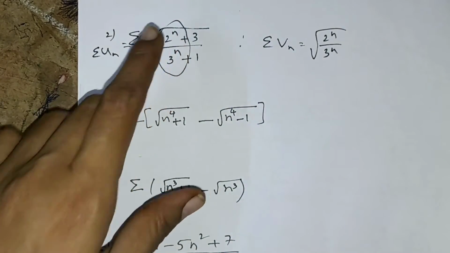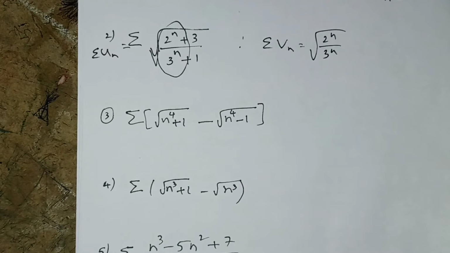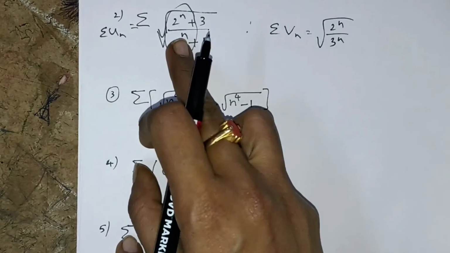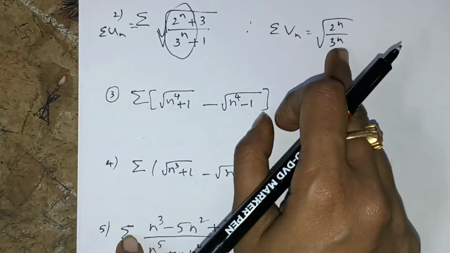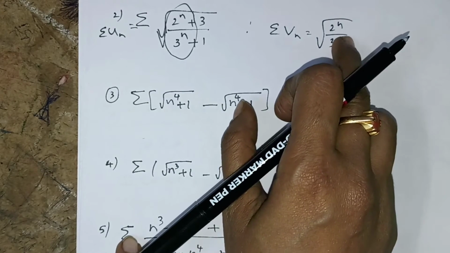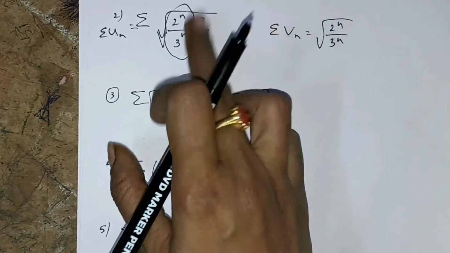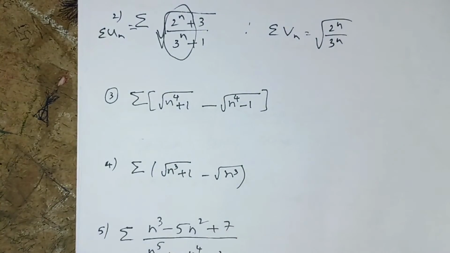In some special cases, we choose like that only. Now, limit n tends to infinity un by vn: you write this one as well as this one, take common 2 to the power of n, all the terms cancel, and you apply the limit. You will get some finite number. Therefore, both sigma un and sigma vn will converge or diverge together.